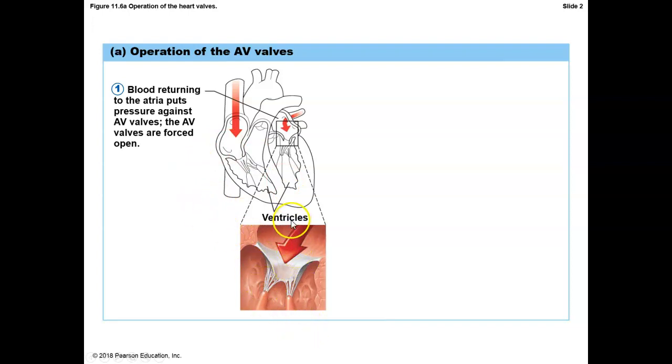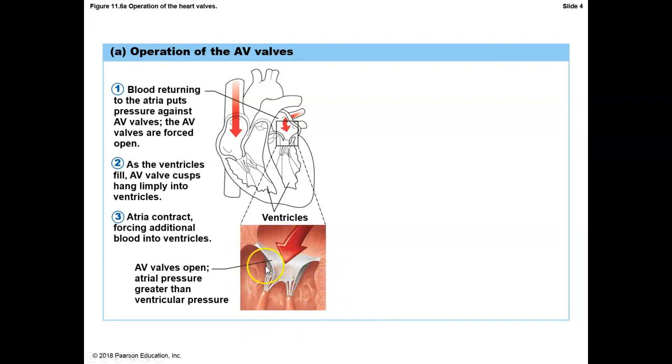So now you just remember there's a lot of pressure in those ventricles. So here we're looking at each step again. Initially you have blood coming in from the atria. This puts pressure on those AV valves. The AV valves open and hang limp, and blood can now move into the ventricles.